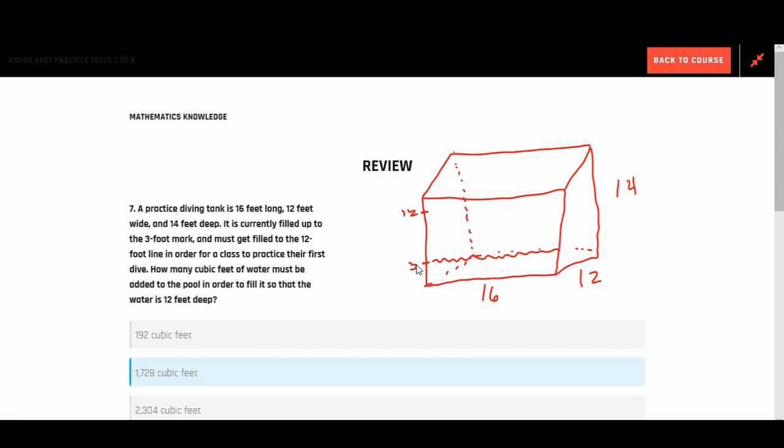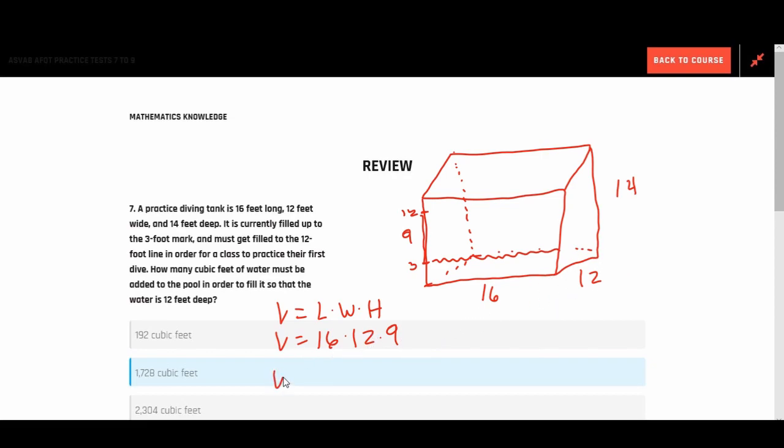So to go from 3 feet deep, which it's already at, to 12 feet, you have to add 9 feet of water. So in other words, we're going to be finding the volume of this rectangular prism, which is simply length times width times height. We already know what we're going to use for length. It's going to be 16. Our width is going to be 12, and our height, as I just mentioned, we're just going up 9 feet. So this height we're going to put as 9.